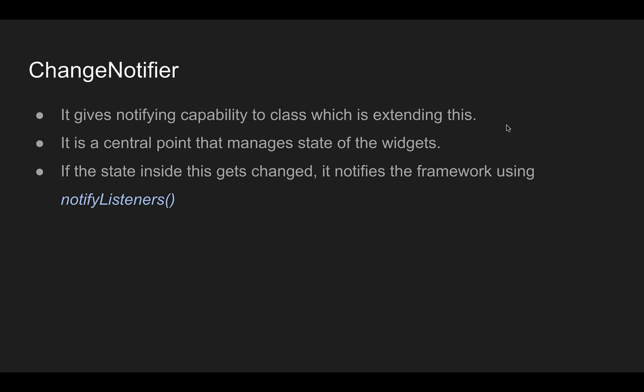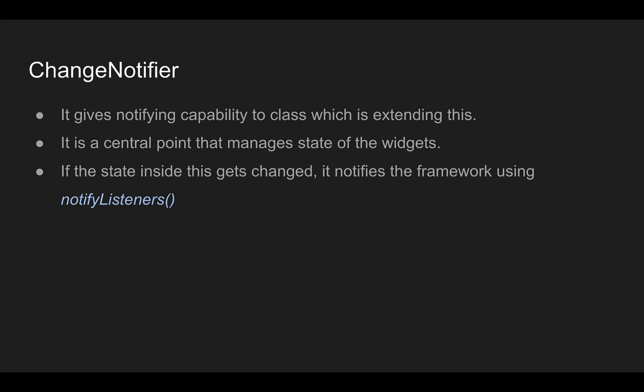We have already talked about change notifier. So far we have learned that it gives the notifying capability to classes which are extending this change notifier. In our case, the task list can be a change notifier because this would then be a central point that manages the state of all the widgets. Now, if the state inside this gets changed, the task list would have the capability to ask the framework to rebuild its widgets. Change notifier does this using a method called notify listeners. Using this method, they can notify their dependents to rebuild.